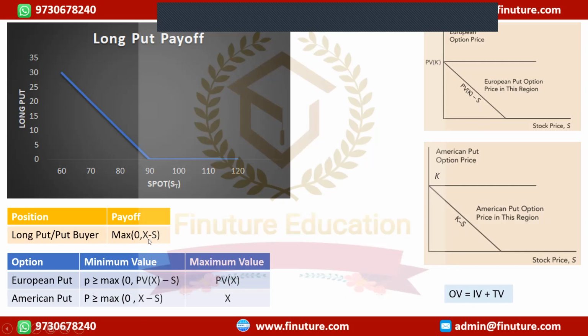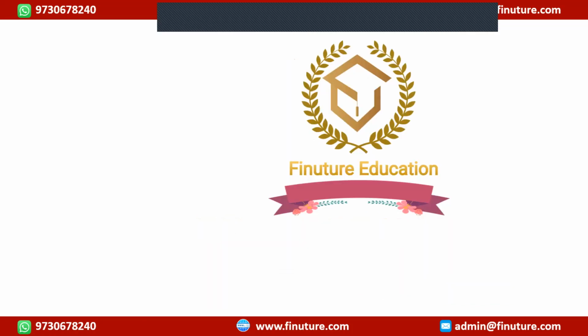One argument for the maximum value: if you notice this payoff formula, the maximum value would be when your spot is 0. When the price keeps going down, your spot will reach 0, and the maximum value your put option can have is your strike price. But a European put can be exercised only at maturity. That's why it's PV of X. So this is what we have for the upper bound and lower bound for European and American call and put options.